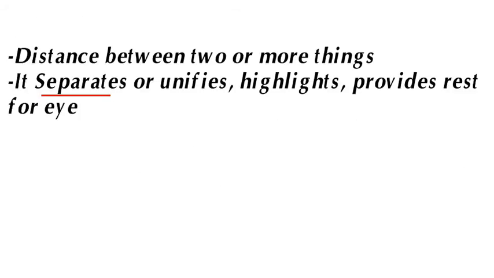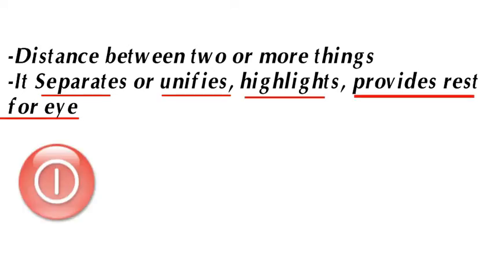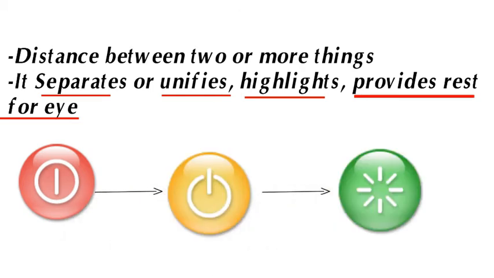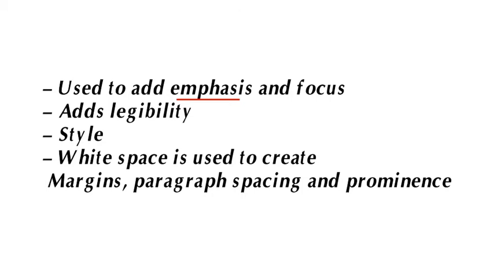As you know, space is the distance between two things. It separates or unifies or highlights or provides rest for your eye. So it tends to allow the viewer to rove around a particular information or a particular image. For instance, white space is used to add emphasis and focus to a particular information. It adds legibility, it adds style, and white space is important in creating margins, and white space is also important in bringing out the prominence of a particular image.